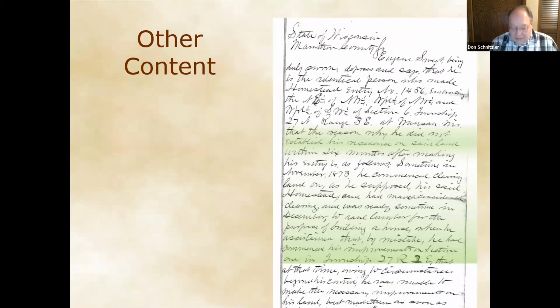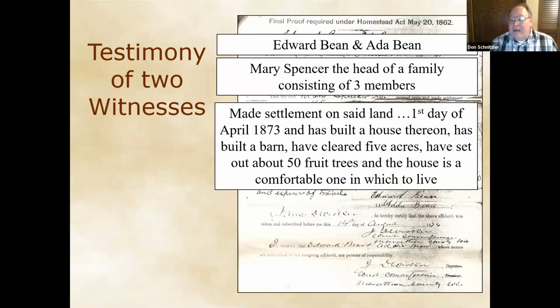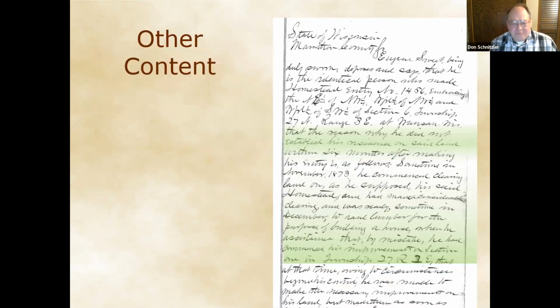Now, the one thing about these 2 people that I should mention, Ed and Addie Bean, again, is that they are not non-interested parties. Addie is actually Mary Spencer's daughter, and Ed is her son-in-law. And so, again, it was very common to find, when you look at the witnesses, relationships between the individuals providing that information and the original entryman or the person claiming the land.